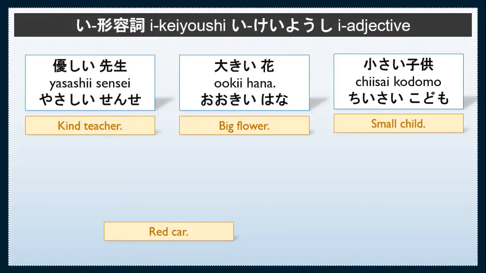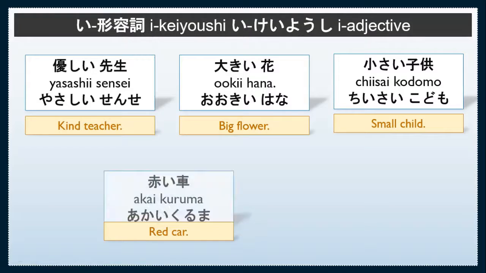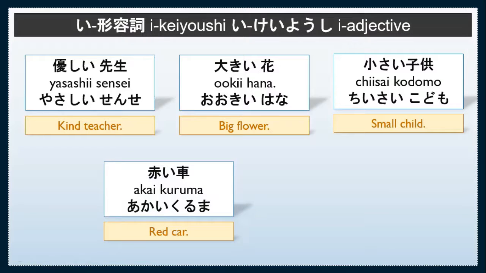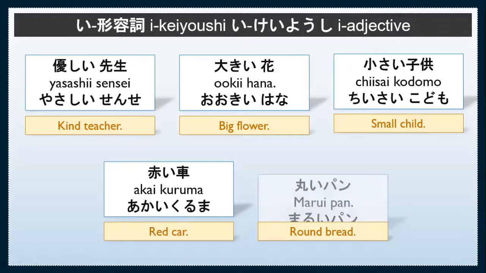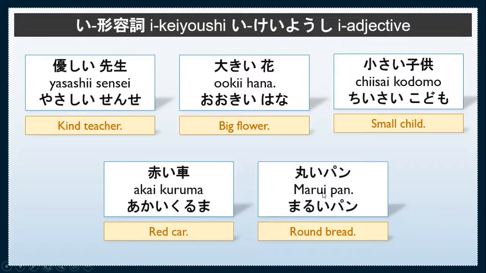Next is red car. Red is akai and car is kuruma. So, 赤い車, akai kuruma. So i is used again. Next is round bread. Round bread is 丸いパン, marui pan. Here, pan is in Katakana because it is borrowed from a foreign language. Now, let us look at na-keiyoushi.